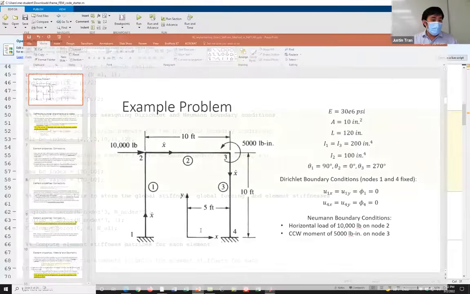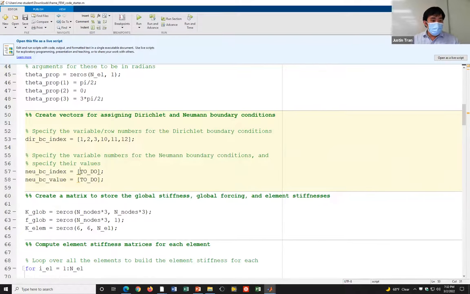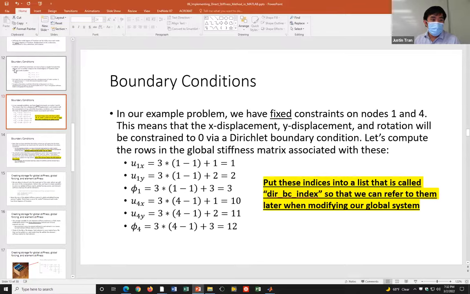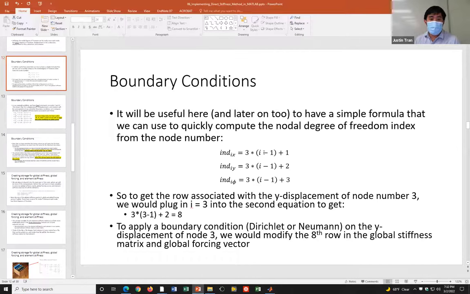And so in the NoiBC index, we're going to put in 4 for the first entry, because that's the U2X row of the matrix, or the F2X row. And we also need the row for M3. The M3 row is going to be 9, right? Again, using that formula that we had before for the boundary conditions, which is this one right here.